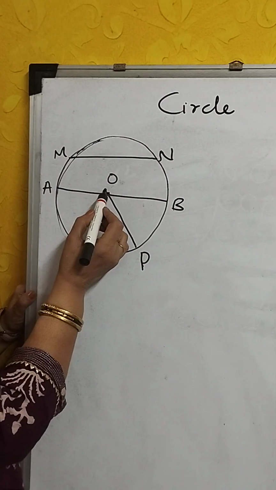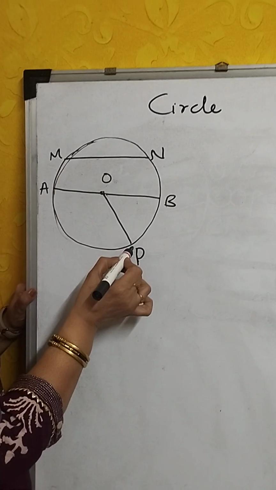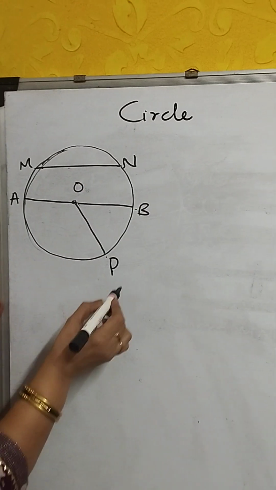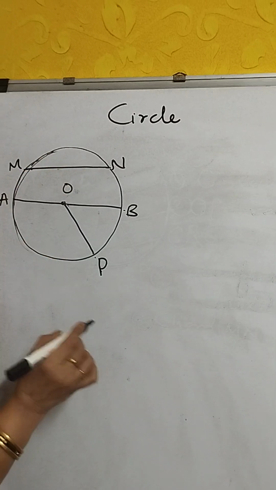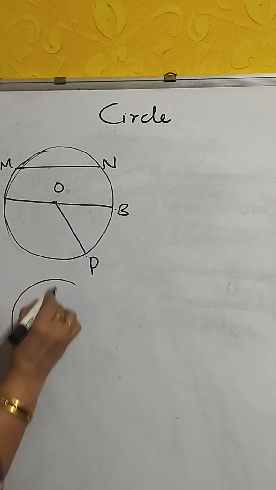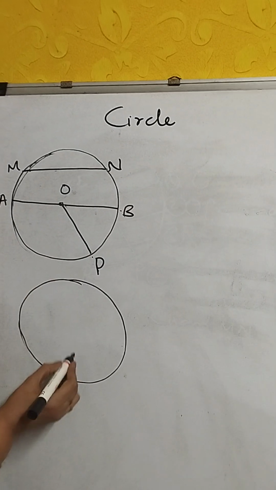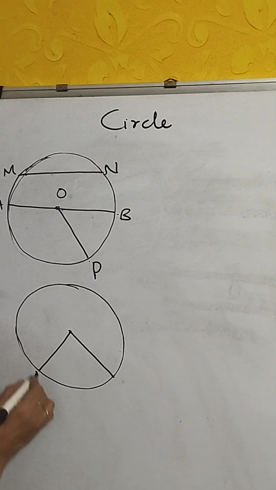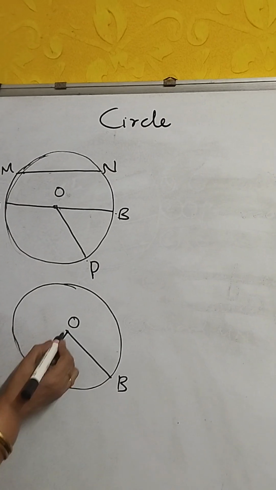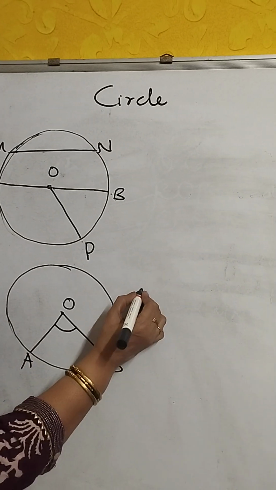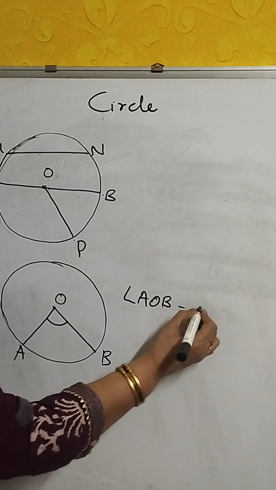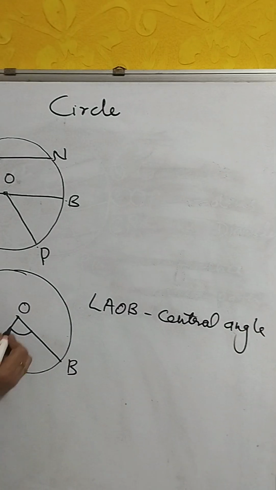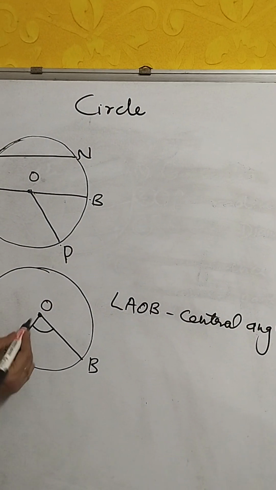Now we have studied center of the circle, radius, diameter, chord. Now I will explain to you about the circumference in detail. This is our circumference of the circle. Then suppose we take this part AOB. This AOB is a central angle. Angle AOB is a central angle. Why central angle? Because its vertex is at the center.